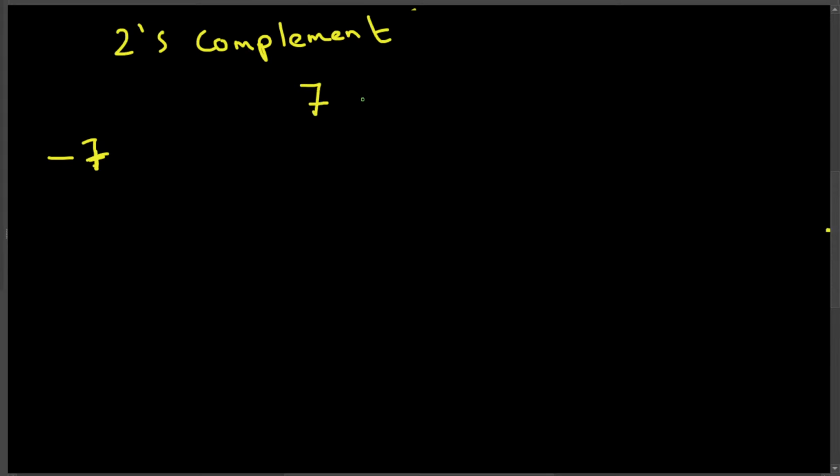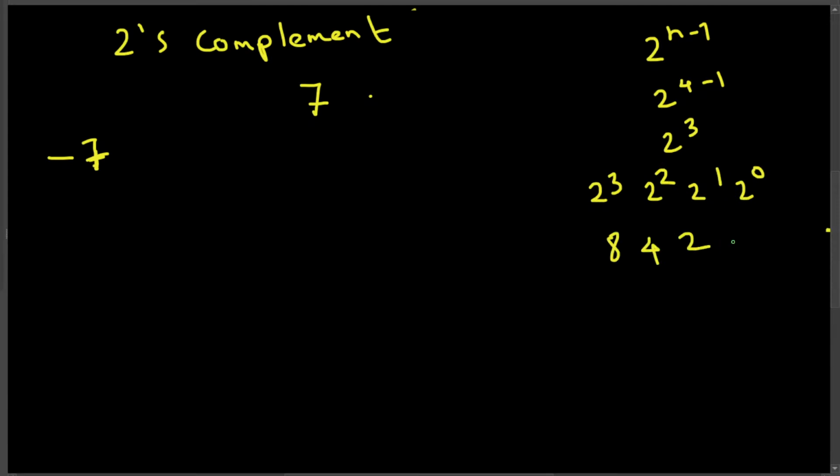So let's do this. Let's say I want to express this one in a 4-bit system. In 4 bits, we're going to have 2 power n minus 1, that is 2 power 4 minus 1, that's 2 power 3. So we are going to have 2 power 3, 2 power 2, 2 power 1, 2 power 0, 8, 4, 2, 1. So here for the 7, we will have 4, 2, and 1. So this is 1, 1, 1 here, and this 0. So the binary conversion of 7 is 0, 1, 1, 1 in the 3 bits, actually 4 bits.